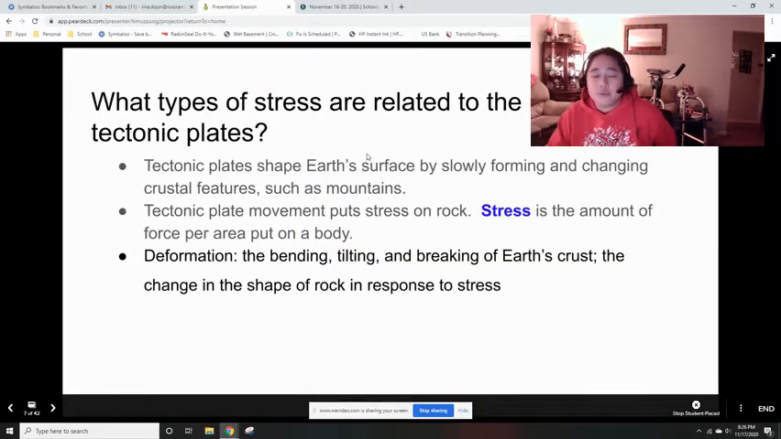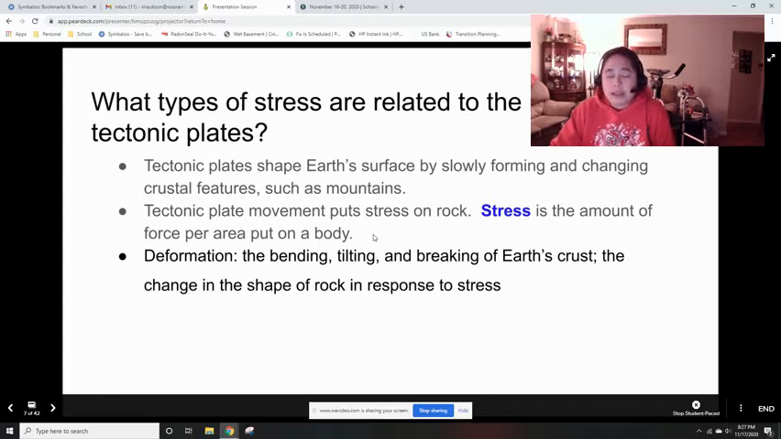So you're going to hear this word called stress. Stress is related to the movement of plate tectonics. Tectonic plates shape Earth's surface by slowly forming and changing crustal features such as mountains. Tectonic plate movement puts stress on rock. Stress is the amount of force per area on a body.